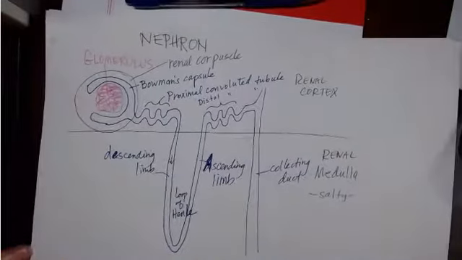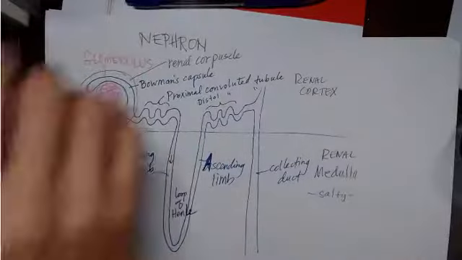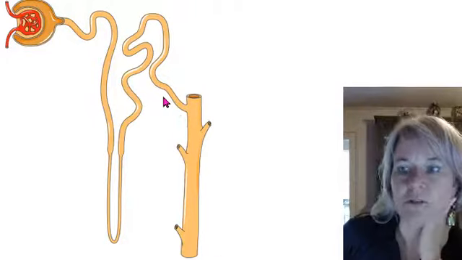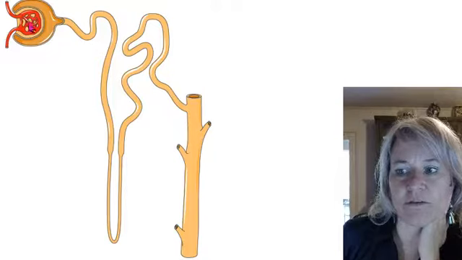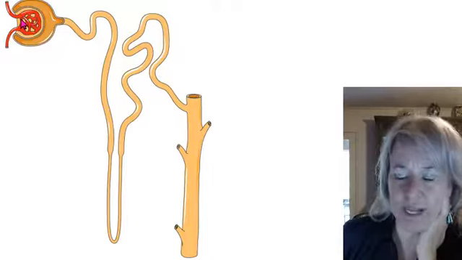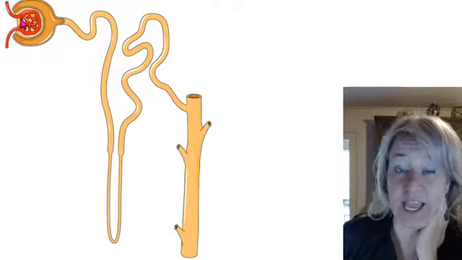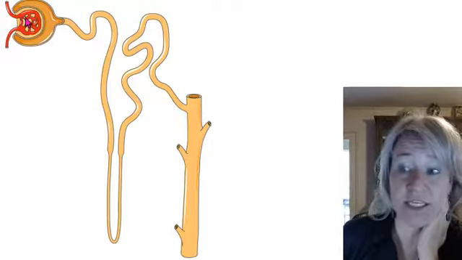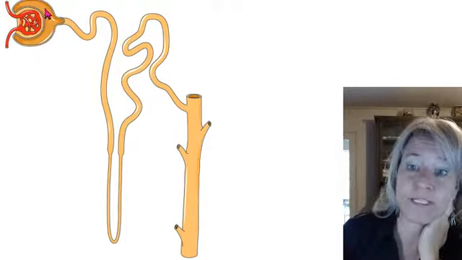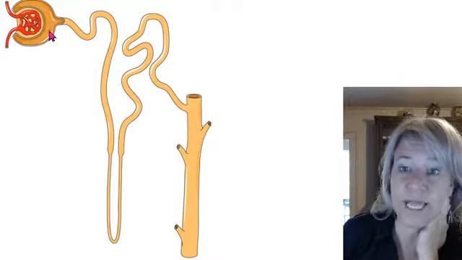Okay, now let me show you. Make sure you draw all of this and have that in your notes. So right here we have the capillary bed, which is the glomerulus. And what happens here, everything that's in the blood, good stuff and bad stuff, comes out of the glomerulus and moves into the Bowman's capsule. So everything good and bad comes out of the glomerulus and goes into Bowman's capsule.